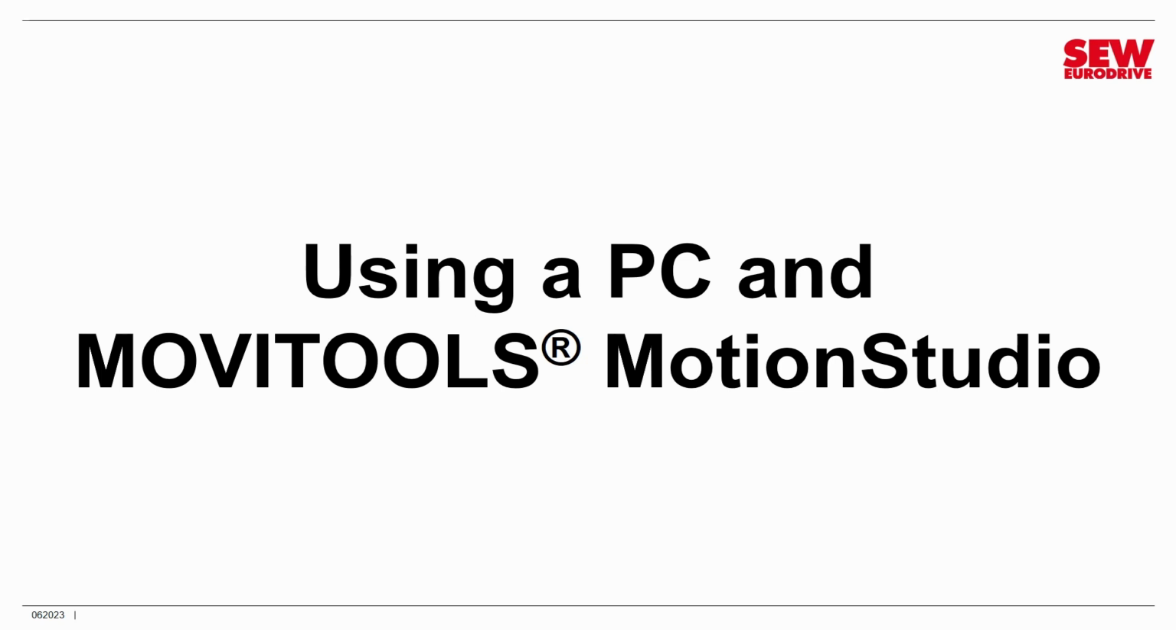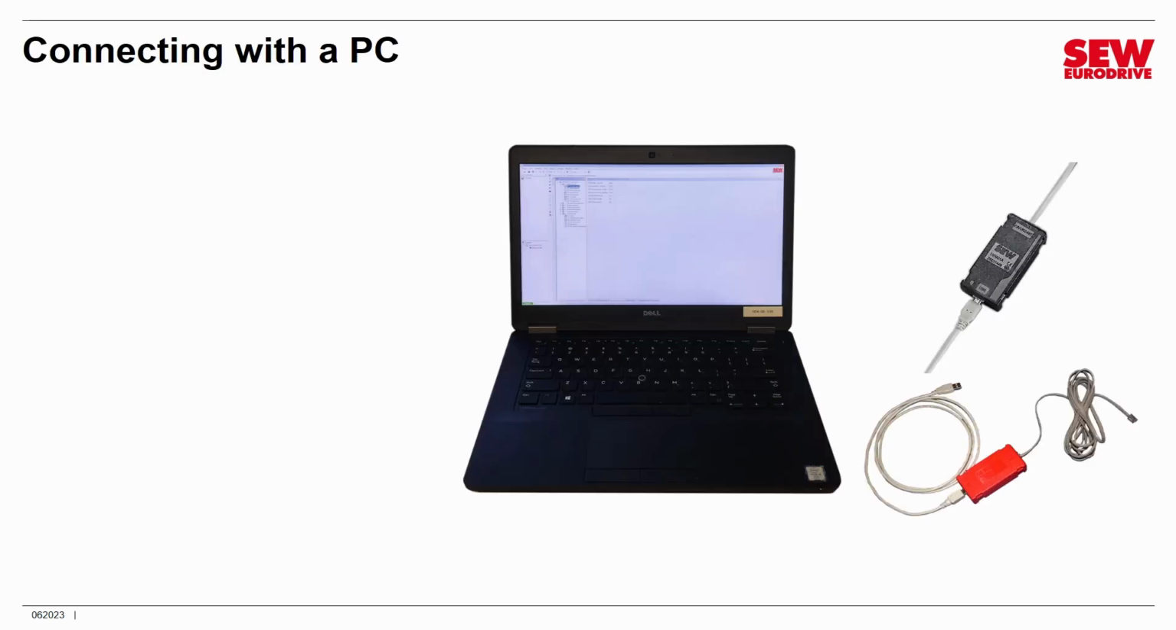We're going to talk about how you can use that as a setup and diagnostic tool. Of course, you're going to need a PC. Most people use a laptop for its portability. You'll need to have a copy of MOVITOOLS MotionStudio loaded onto it. And you will also need a USB adapter. There are two choices, the newer one, which is gray, the USM21A, and the older red USB 11A. Both of these will work with MOVIMOT.